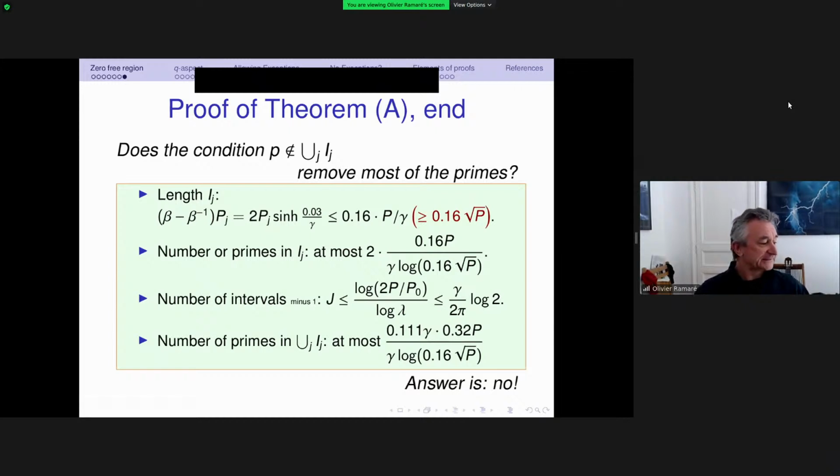What is surprising in this proof is that you don't use integers. Earlier proofs of the zero-free region start from integers. Here, the passage from the primes to the integers, or from the integers to the primes, is included in the sieve. But for the argument of the zero-free region, you work with primes directly. And that's a very flexible method.